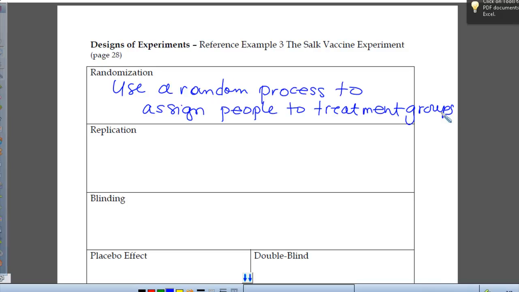All right, also we can talk about replication. And here, the author, I learned, was just talking about repeating this process on a large enough number of people. They didn't just pick one person and give them the treatment and one and give them the placebo. They used a lot of people, over 200,000 in each group.